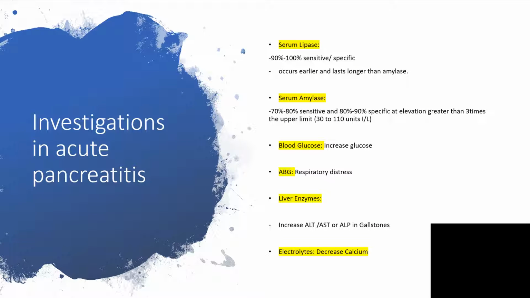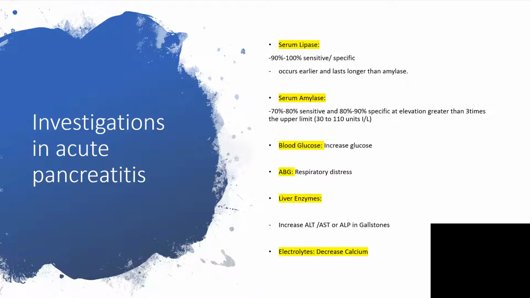The investigations in acute pancreatitis will involve the following. One, serum lipase. That is the one I'll first of all go for if I'm given the opportunity to choose between serum lipase and serum amylase. I would rather go for serum lipase, but I'll be happier if I have the chance to assay both. So serum lipase should be about 90 to 100% sensitive and specific. It occurs earlier in the injury and lasts longer than amylase.